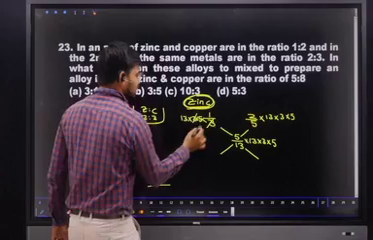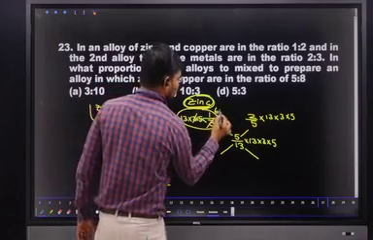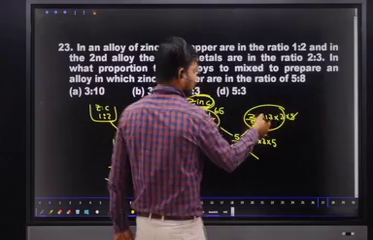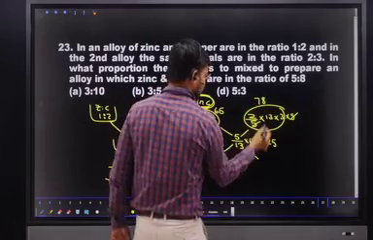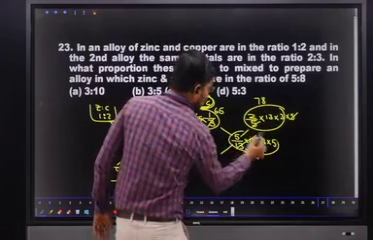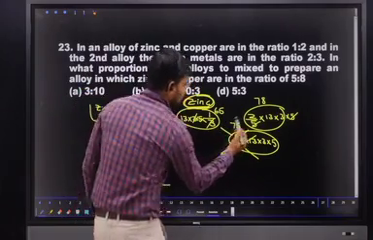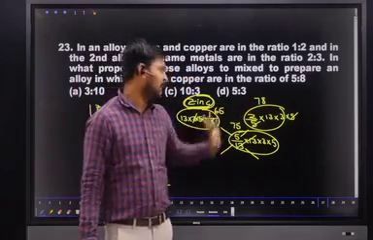Now 3 gets cancelled. 13 fives are how much? 65. 5 gets cancelled. 13 threes are 39, 39 twos are 78. 13 gets cancelled. 3 fives are 15, 15 fives are 75. Now 75 is in between 65 and 78.